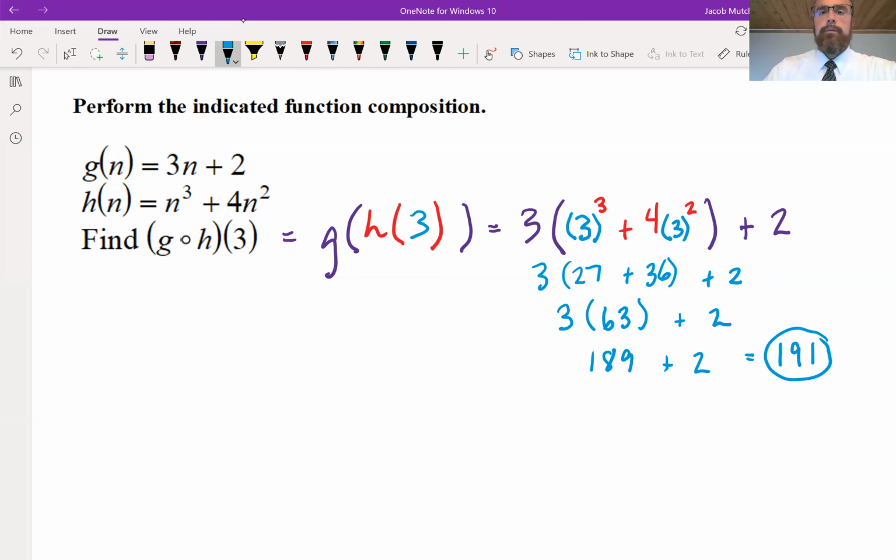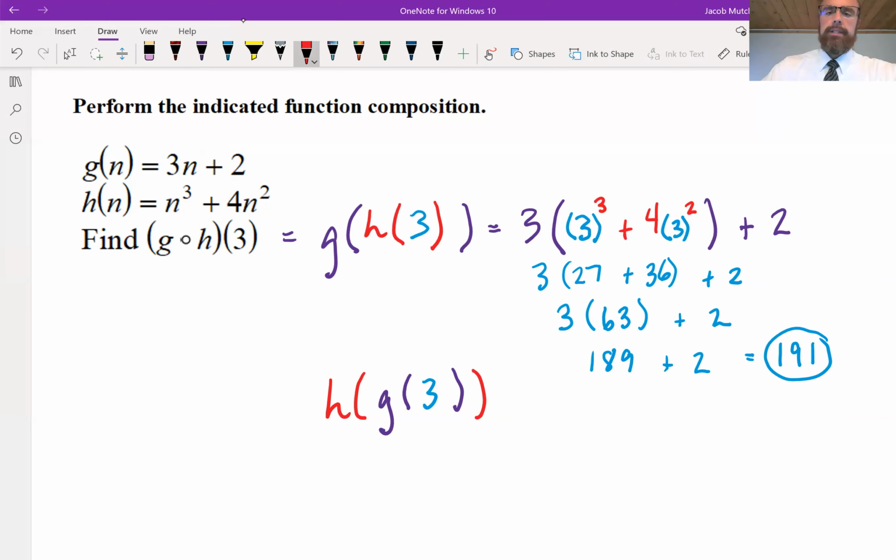Let's check again. We've already seen that usually function composition does not commute. Let's check with this one. Perhaps this one is different. So let's check the other direction. Let's put h as the overarching function and substitute g within h. We're going to compose that function, and then we will check for the value at 3.